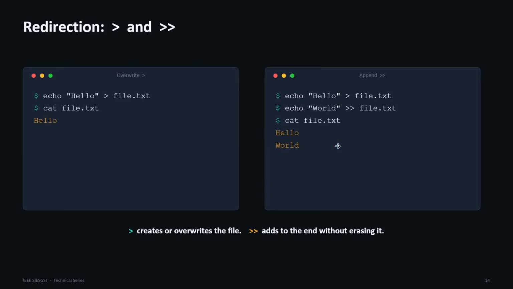This rule is simple. The single angular bracket creates the file if it doesn't exist, or completely wipes it and starts fresh if it does. The double angular bracket adds new content to the end without touching what's already there. Mixing this up is a genuinely common mistake. Using a single angular bracket when you meant the double will silently erase everything that was in the file before.